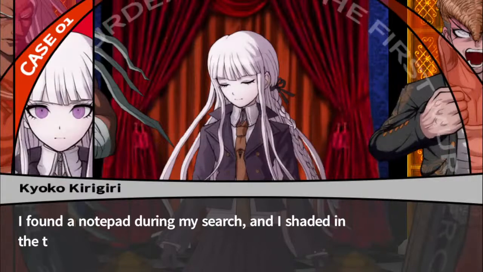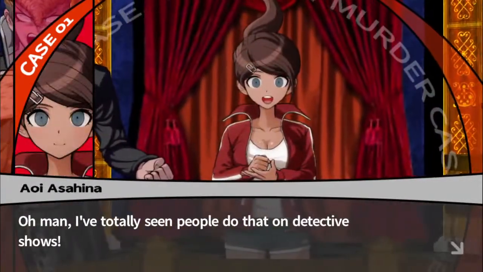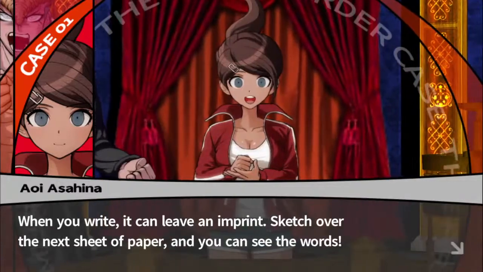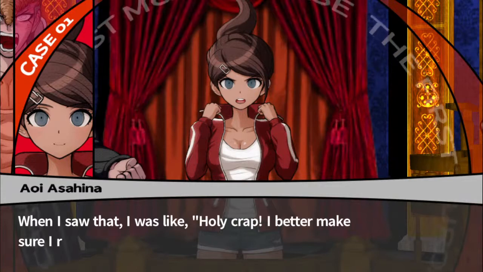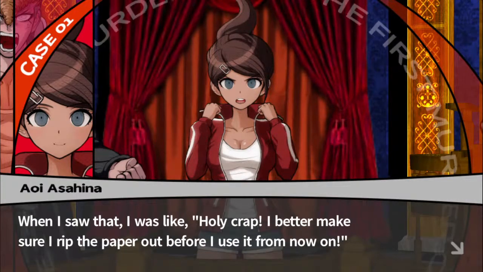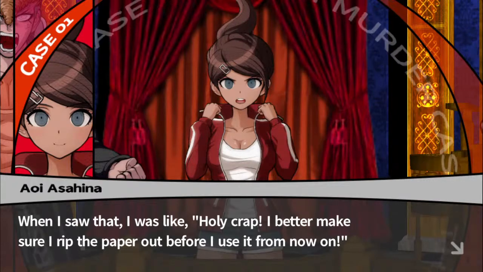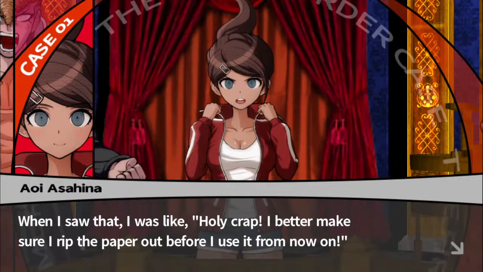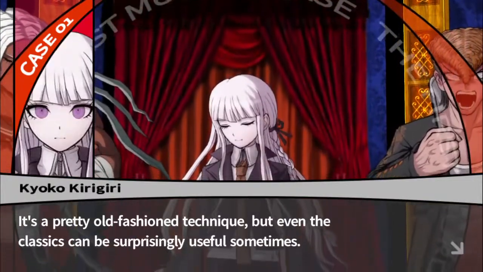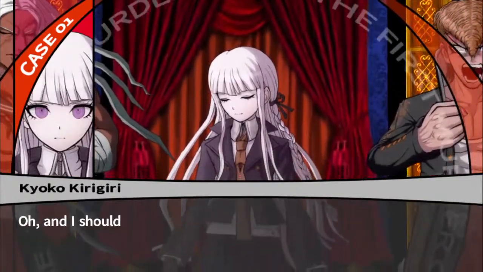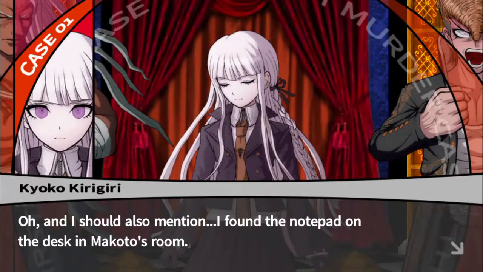I found a notepad during my search, and these are the words. Oh man! I've totally seen people do that. When you write, it can leave an imprint. Sketch over the next sheet of paper, and you can see the words. When I saw that, I was like, holy crap! I better make sure I rip the paper out before I use it from now on. It's a pretty old-fashioned technique, but even the classics can be surprisingly useful. Oh, and I should also mention, I found the notepad on the desk in Makoto's room.